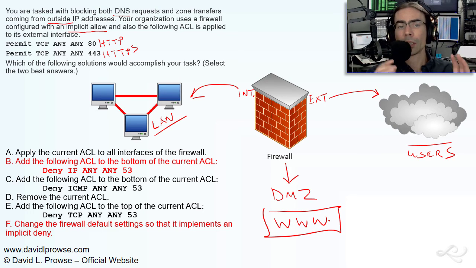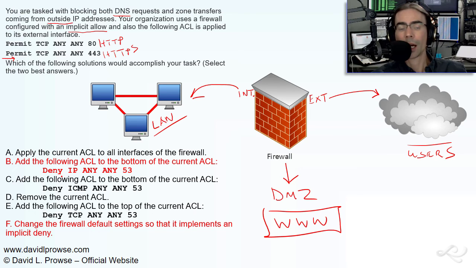So we look at the question, we look at key phrases, we look at the current ACL, and then we say, okay, which of the following works? Well, let's look at answer B. Add the following ACL to the bottom of the current ACL. That means we would add it over here at the bottom, which is important.